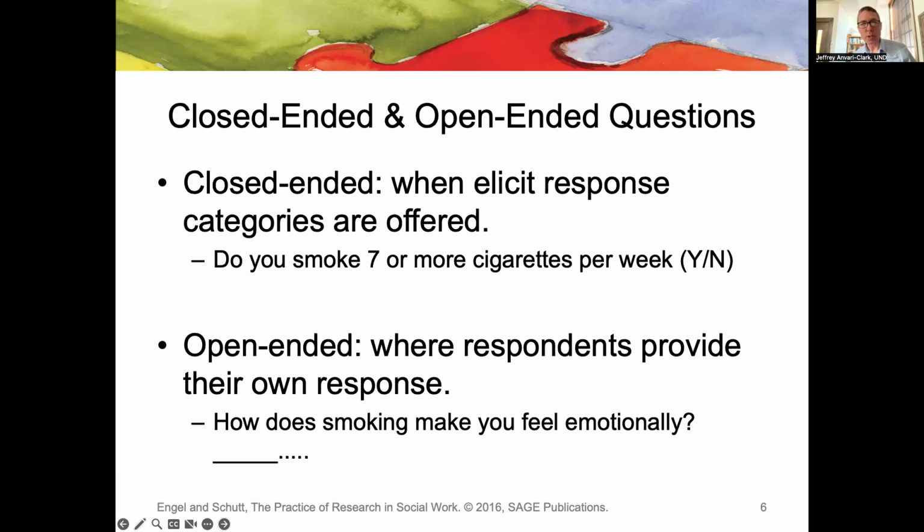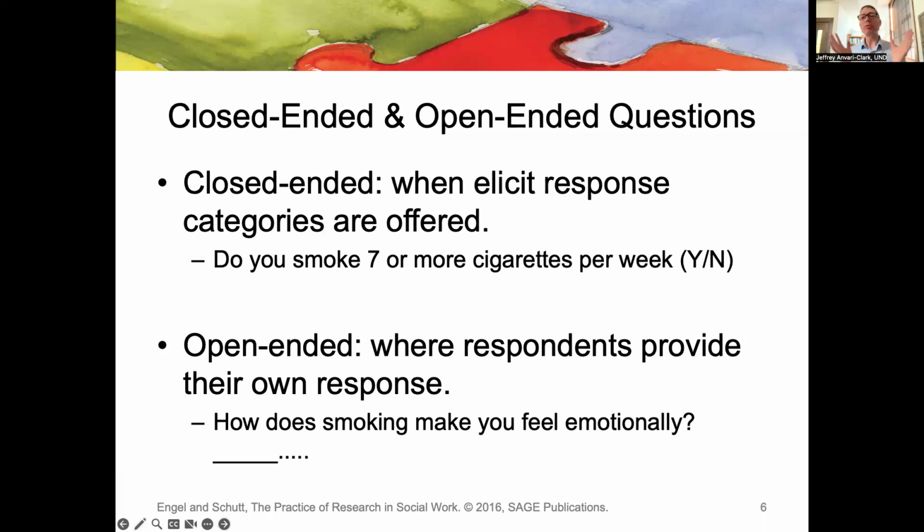Now, I mentioned closed-ended and open-ended questions. We've talked about that in class. An example of a closed-ended question would be, do you smoke 7 or more cigarettes per week? Yes or no? You've got two options, and it's a very clear question. You offer the categories that people can choose from, and there's no variation from there. You might think, well, it depends sometimes. You might be able to build in some of that, but it would still be a closed-ended question, as opposed to where the respondents provide their own response.